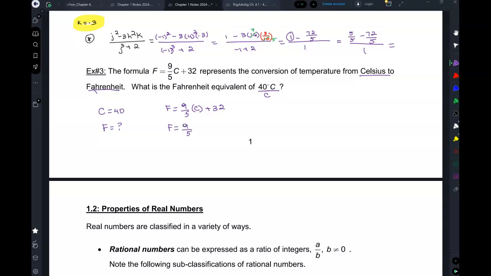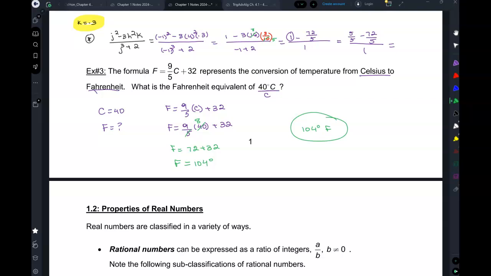9 over 5 times 40 plus 32. This and this reduce, I get an 8. So here F is 72 plus 32, which is 104 degrees. So that'll be 104 degrees Fahrenheit, right? So if you have a fever of 40 degrees Celsius, that's the same as having a 104-degree fever, right?